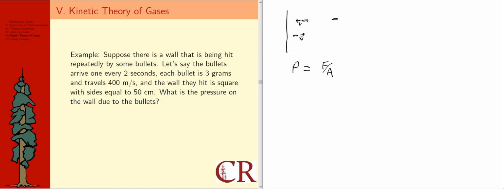Now, the area part, I think, is relatively easy. That's just going to be 50 centimeters squared, since each side of the wall we're looking at has a length equal to 50 centimeters. So just square that, right? But how do you do the force?